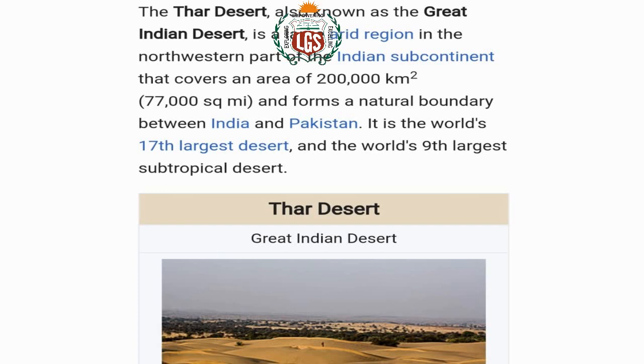This desert extends, and you all must have seen in that movie Sarfarosh, that Mirchi Seth from Rajasthan, he was actually smuggling things. So it lies there. It is a border of India and Pakistan.